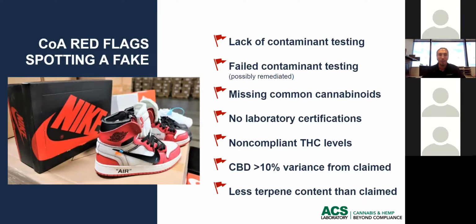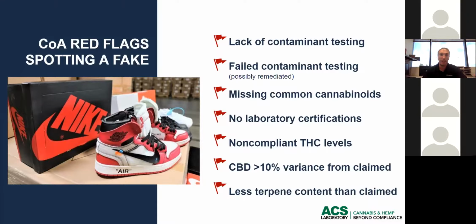Non-compliant THC levels is also going to be a big one here, especially as we're taking off on the farming in Florida. Any COA that's for hemp will have to have those THC levels on it. So if you're going to work with somebody who's been growing or has their product to work with, it's good to make sure that that THC percent is still below the 0.3 and that it's a legal, viable product to be working with. CBD 10% variance from claimed is also a red flag.